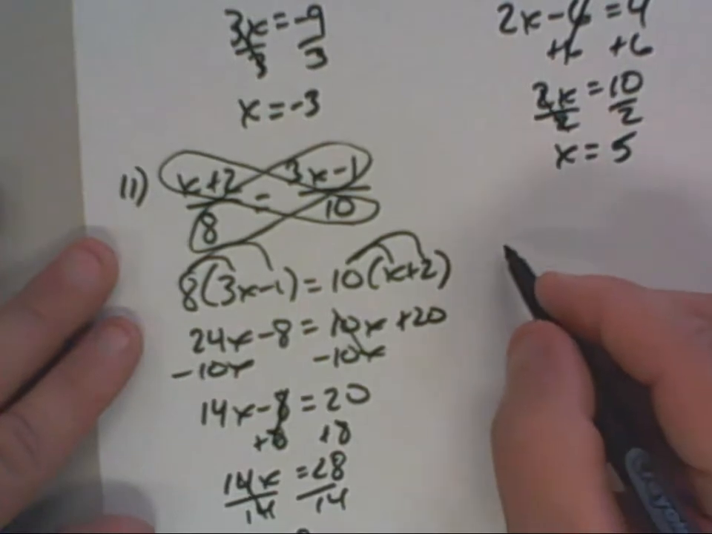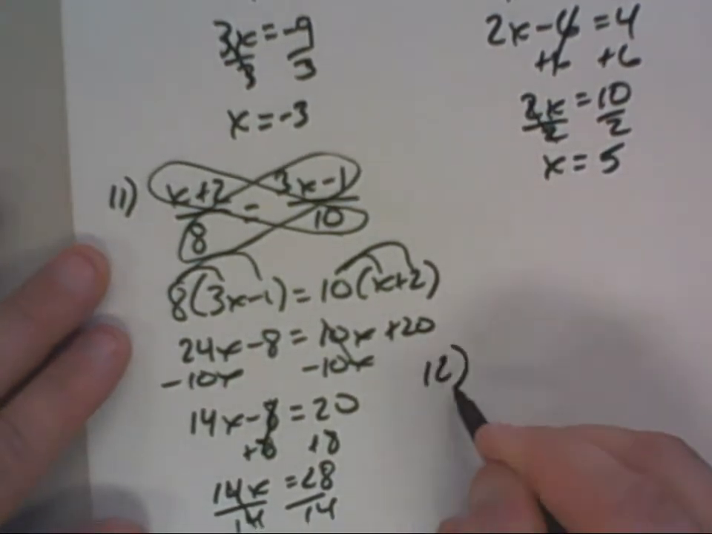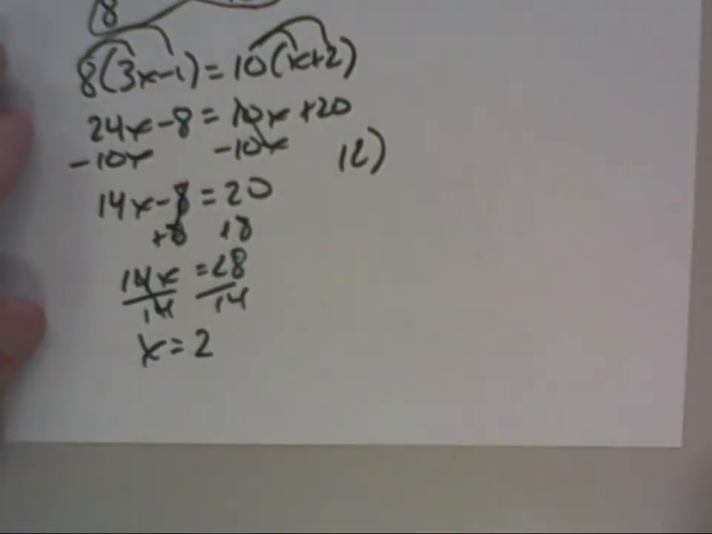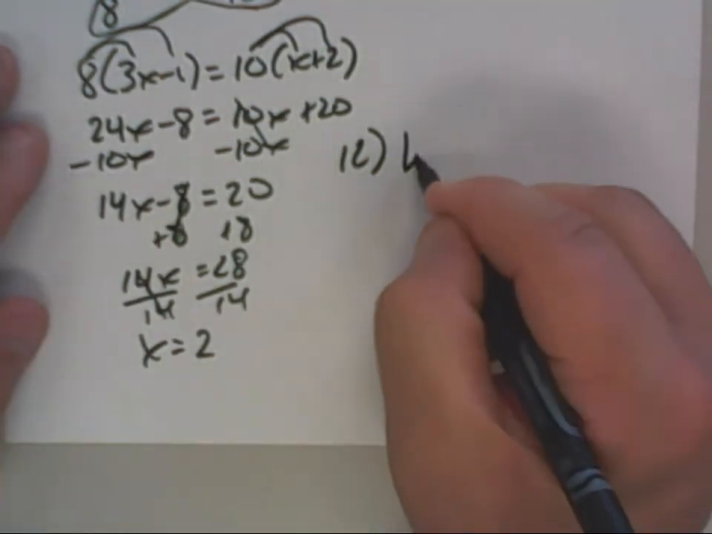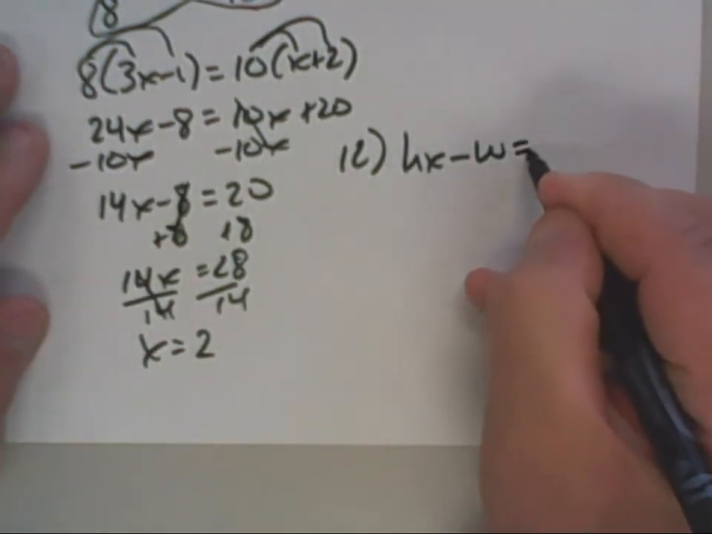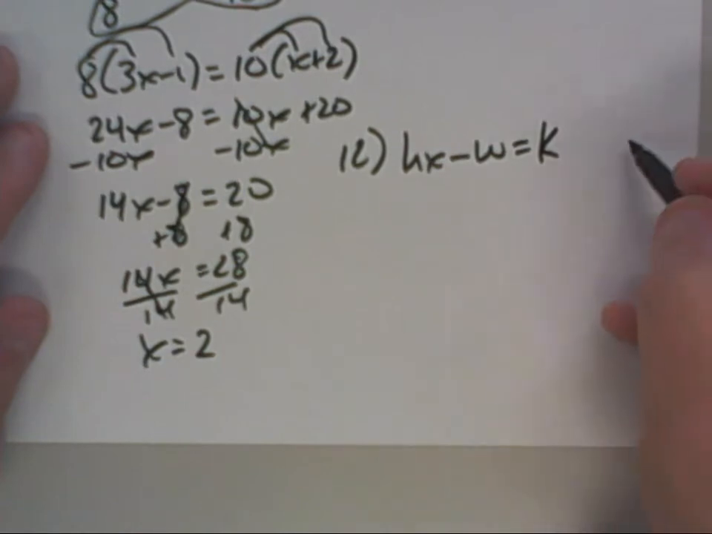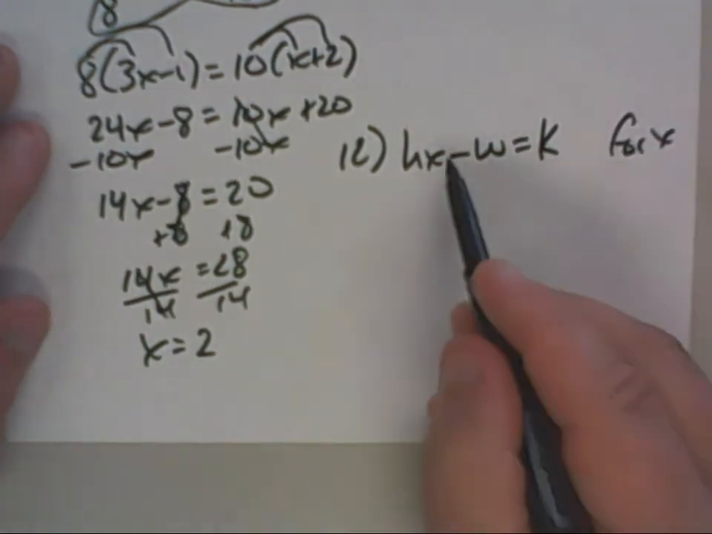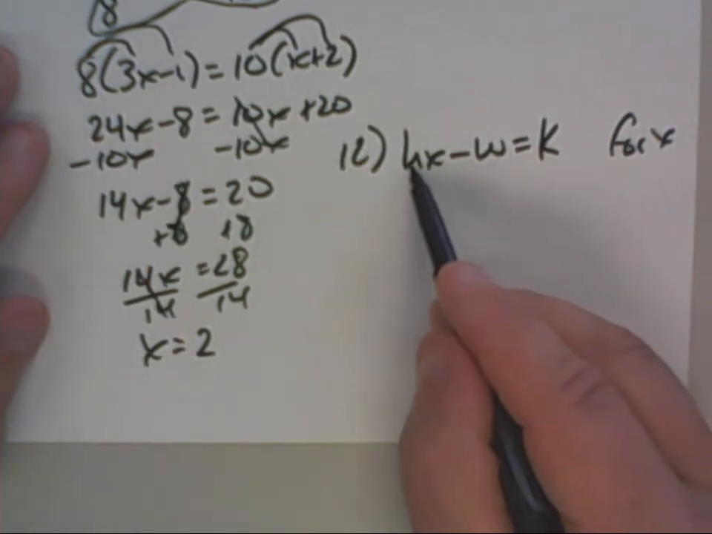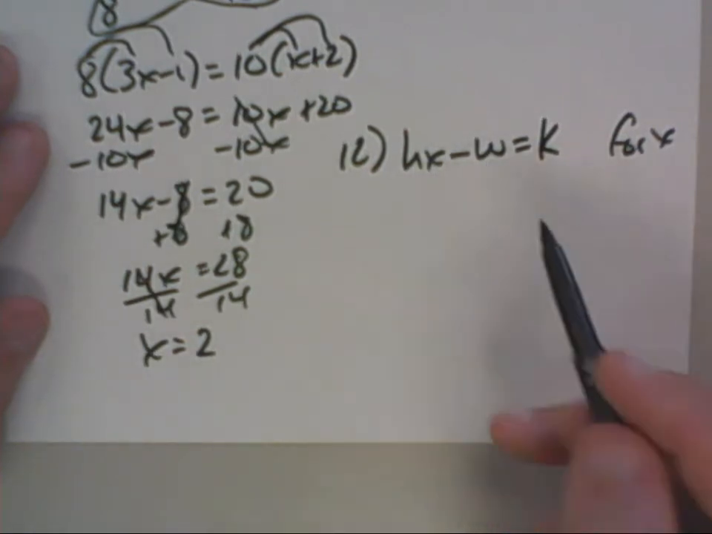Number 12. Here's number 12. Number 12, we have hx minus w equals k. And we're supposed to solve this for x. We want to get x completely by itself here. So I need to get rid of the h, and I also need to get rid of subtracting w.